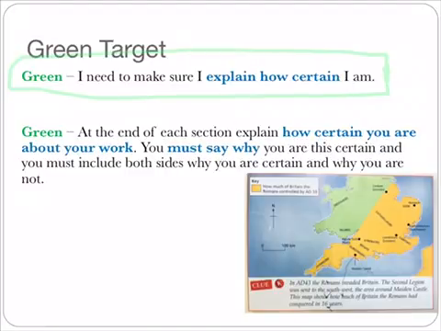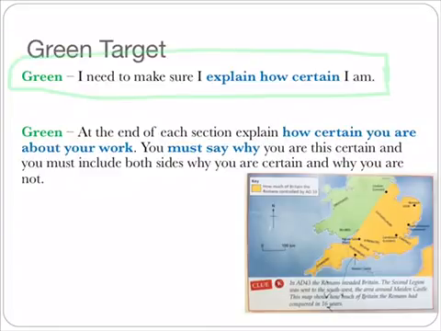So at the end of each section, explain how certain you are about your work. You must say why you are certain, and you must include both sides. Unless you're completely certain, you need to say why you are pretty certain, but also why you're not certain. So for example, if we take the issue of the Romans: you've said that you think the Romans killed the skeletons, the people of the hill fort. So how certain are you?